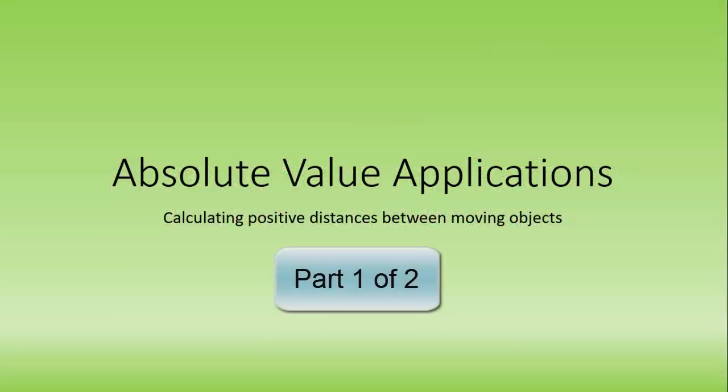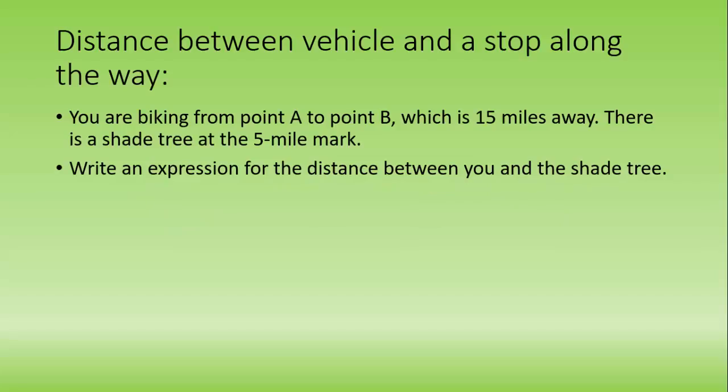value applications. Let's find out how to calculate a positive distance even when one object is a moving target. Let's start with this example. Consider the distance between a vehicle that's moving and a stop along the way. If you're biking from point A to point B, and B is 15 miles away, and there's a shade tree in the middle, let's map this out.